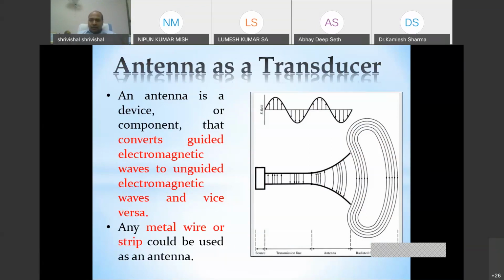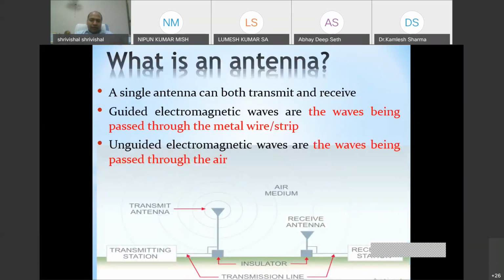More precisely, if we connect it with the antenna functionality, then we say that the antenna converts guided electromagnetic waves to unguided electromagnetic waves, and vice versa. Guided and unguided electromagnetic waves can be understood easily based on the physical connection, or the way the wave, or information, travels. When we say guided electromagnetic waves, those waves are passed through a metal wire strip, a transmission line, or a coaxial cable. If the source end is connected and the information is traveling through those media, then it is called a guided wave.